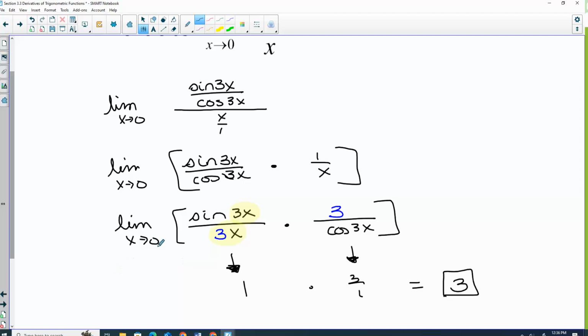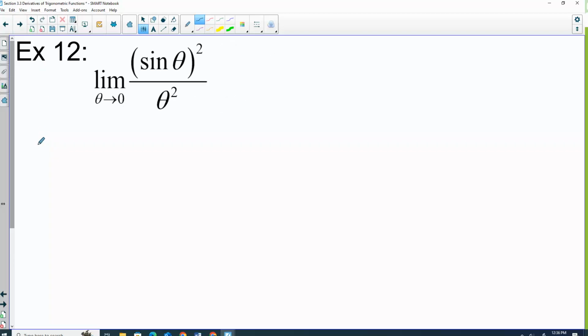Because if you plug in a 0 for your x, 3 times 0 is 0. Cosine of 0, it's fine. Alright, is that one okay? Oh, yeah. I got this one. Okay, what's the answer? 1.